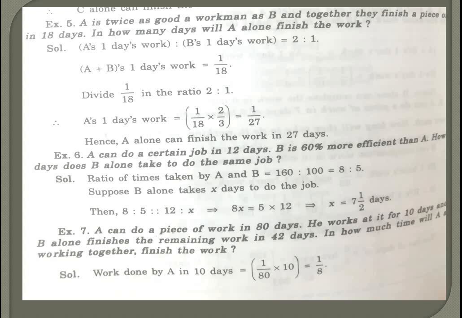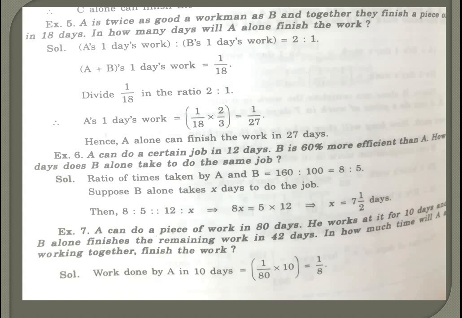Next, A can do a certain job in 12 days. And B is 60% more efficient than A. This is another type of ratio sum. How many days does B alone take to do the job? So they have given A can do a certain job in 12 days, so A is directly given as 12. So in our ratio, 60% they are giving. So we are going to write the ratio in the time taken wise. So ratio of time taken by A and B will be 160:100. That is, we are going to take the full percentage. So when you are reducing the ratio, we will be getting 8:5.